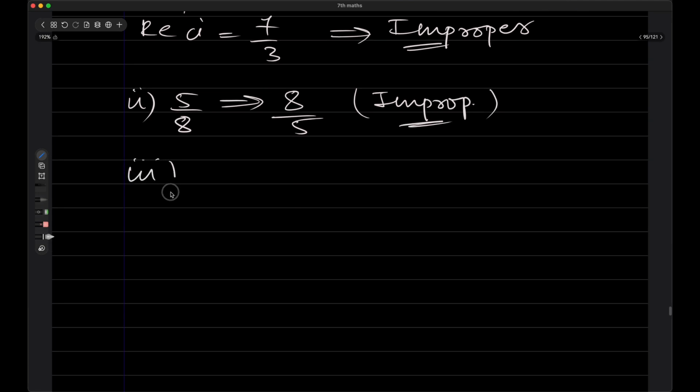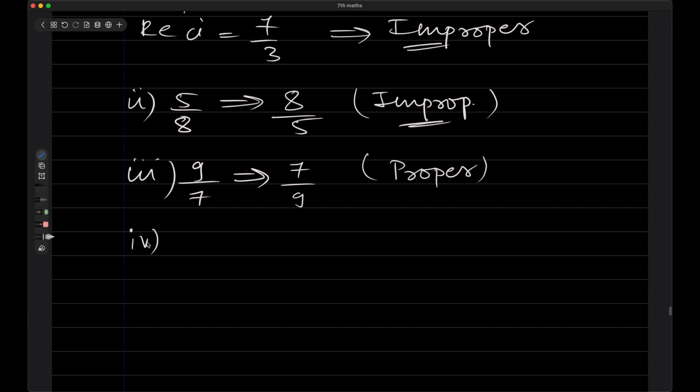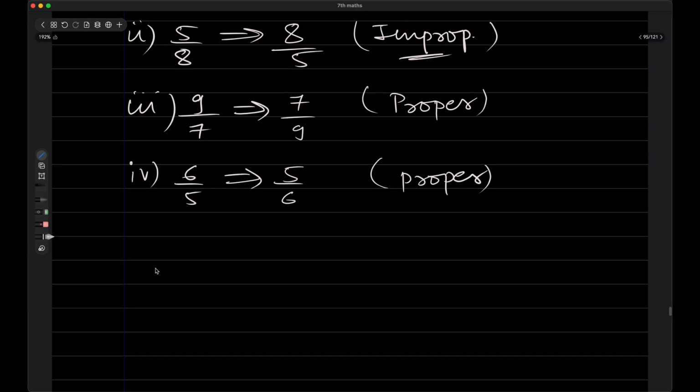Third is 9 divided by 7, the reciprocal will be 7 divided by 9, and this is a proper fraction because the numerator is less than the denominator. Fourth is 6 divided by 5, the reciprocal will be 5 divided by 6, and this is also a proper fraction. Fifth, 12 divided by 7, the reciprocal will be 7 divided by 12, and this is a proper fraction.